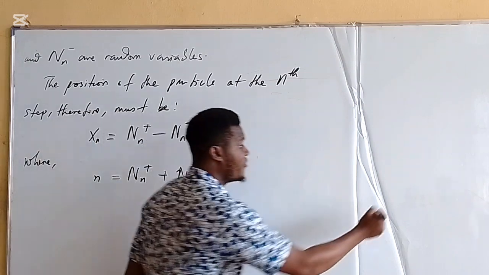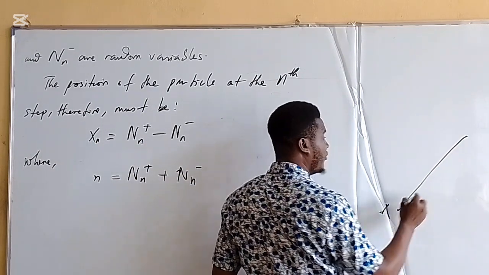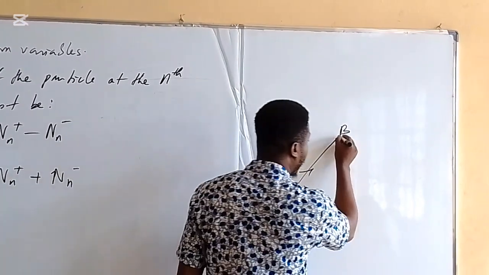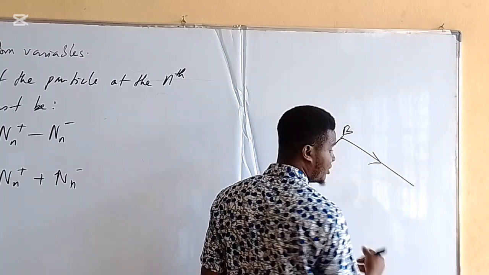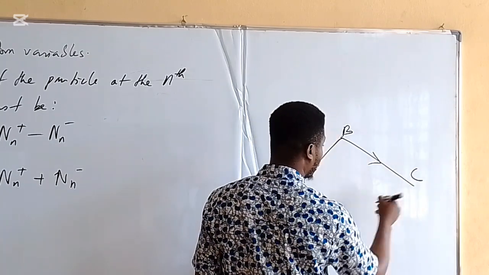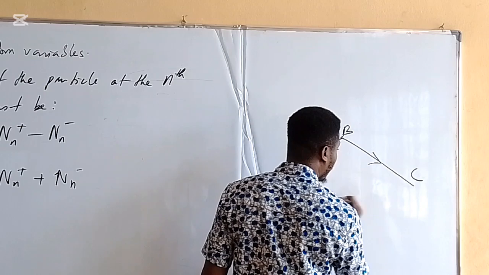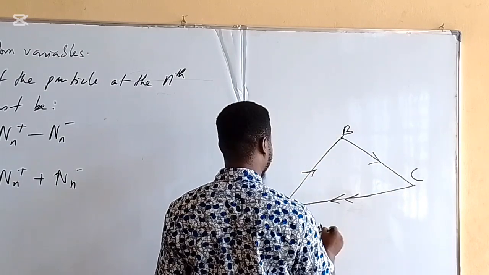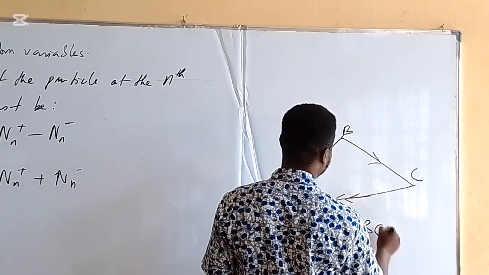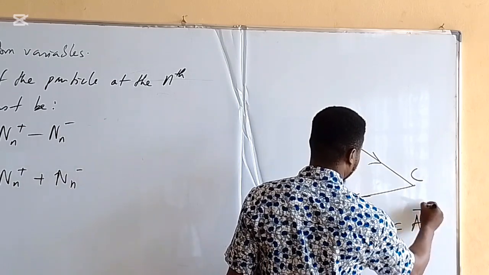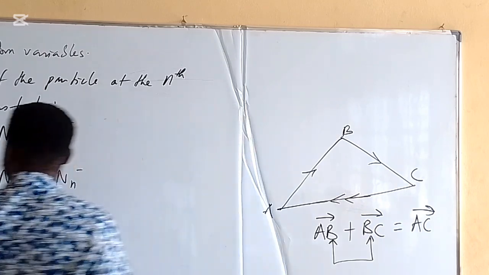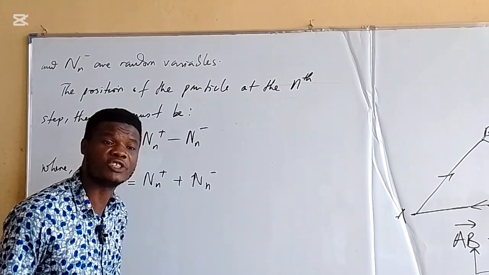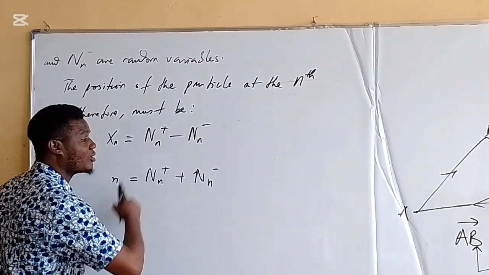You understand me? In vectors, you must have been told that if there's a vector from A to B, and you move from A to C, by the triangular law of vectors the resultant vector will be A to C, right? In which case you have A to B plus B to C, giving you A to C. Is it clear? This xn equals n plus minus n minus is your resultant vector. This n here represents the total number of steps.